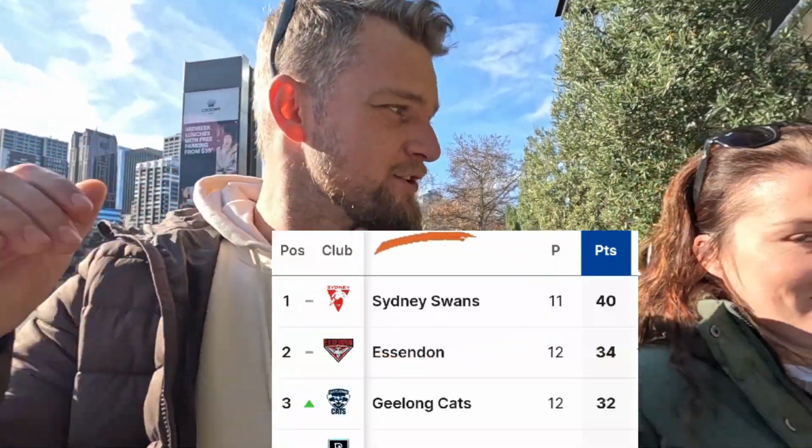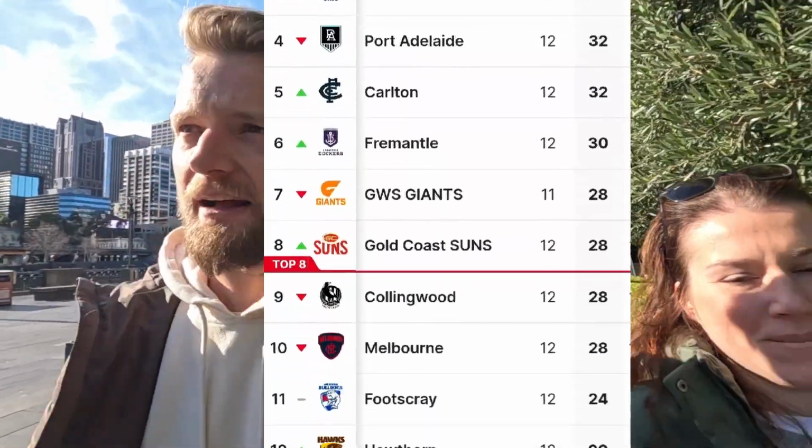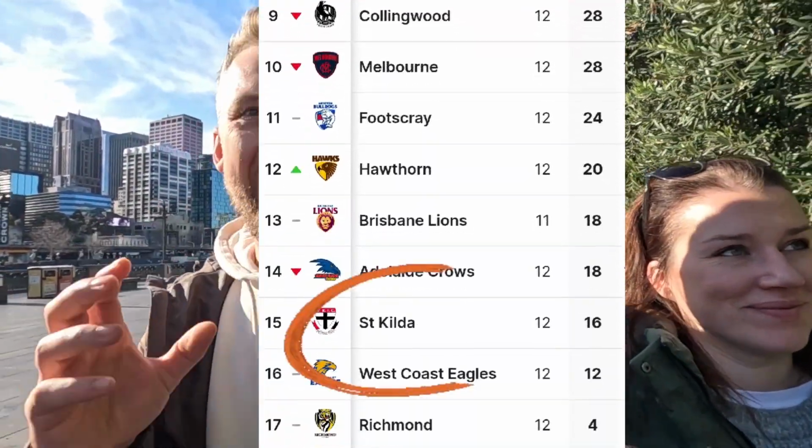So today, it is Sydney versus St Kilda, AFL. Sydney is sitting near the top of the league, I believe, and St Kilda a little bit further down. This is our first AFL game at the Marvel Stadium. So let's go see if we can understand what's going on.